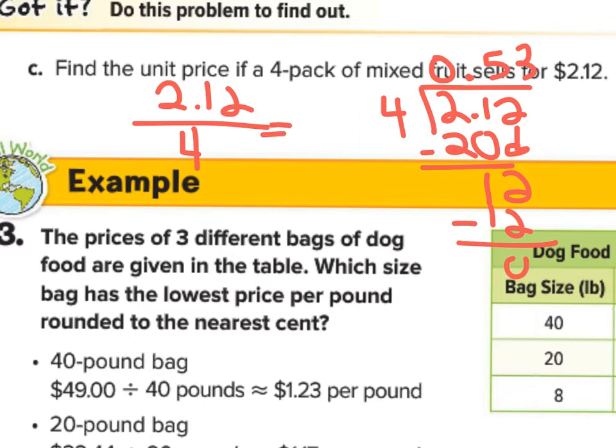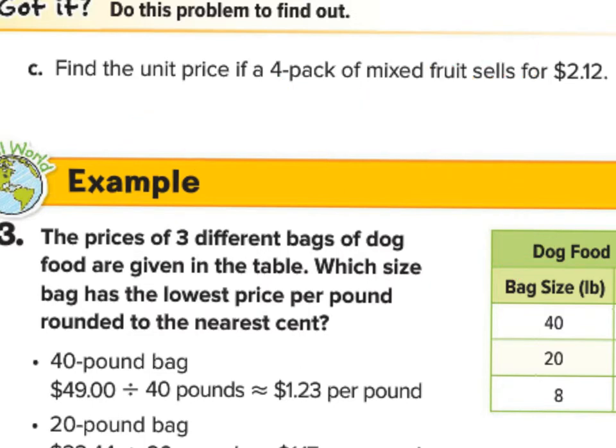So if I were to bring this down to a unit, 1 pack of mixed fruit sells for 53 cents. And as we mentioned before, when you have a word question, you have to answer it with words. So therefore, each pack sells for 53 cents.